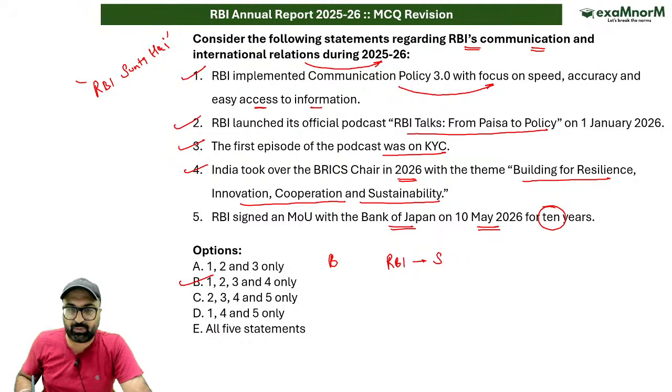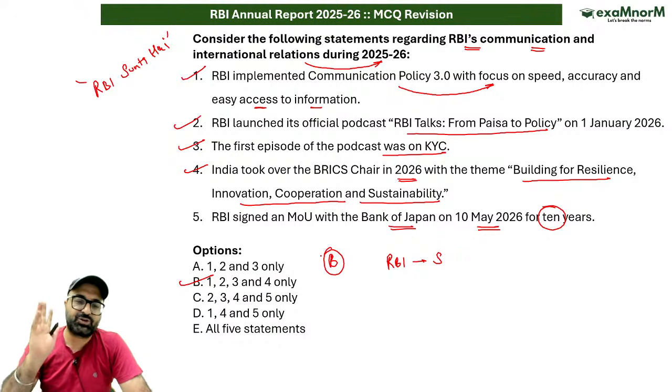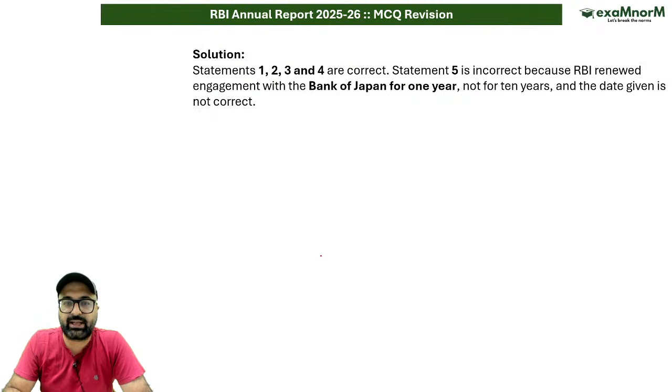So the answer to this particular question would be B option. This agreement is not signed for 10 years, rather it is signed only for 1 year. So B statement is correct. 1, 2, 3, 4 are correct. Moving on to the next one.